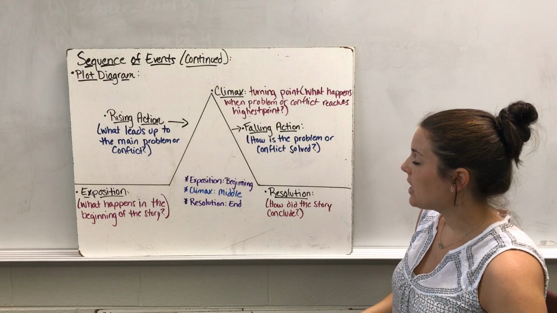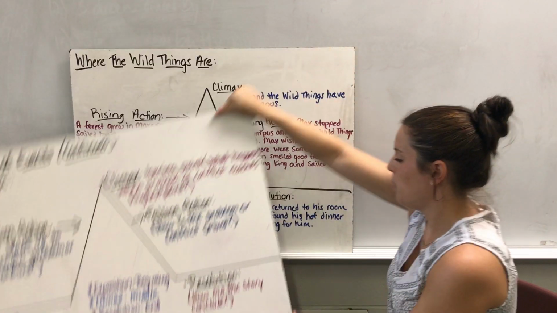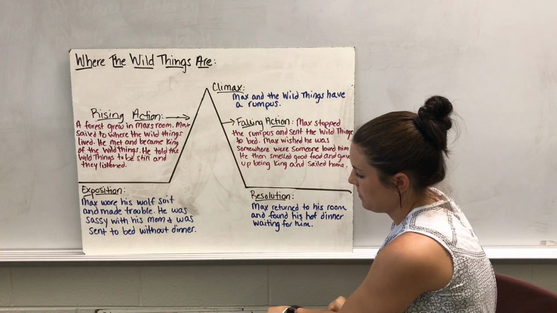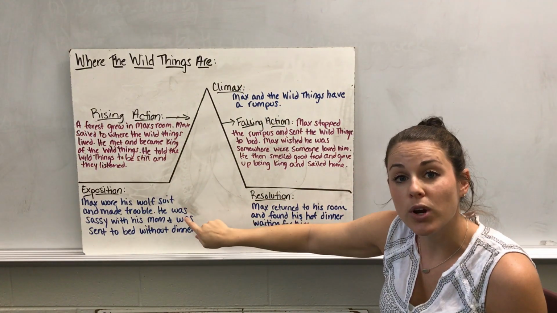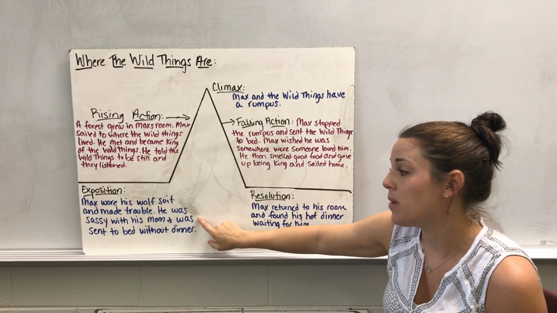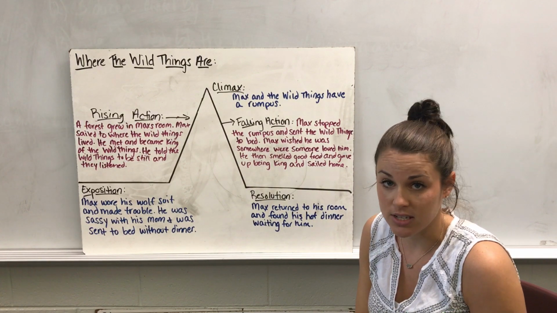So taking the story Where the Wild Things Are, we're now going to complete a plot diagram for Where the Wild Things Are. So the exposition, the beginning of the story. In the beginning of Where the Wild Things Are, Max wore his wolf suit and made trouble. He was sassy with his mom and was sent to bed without dinner.